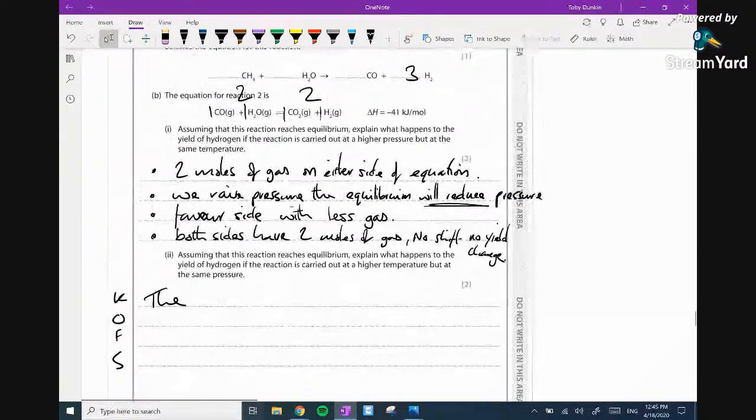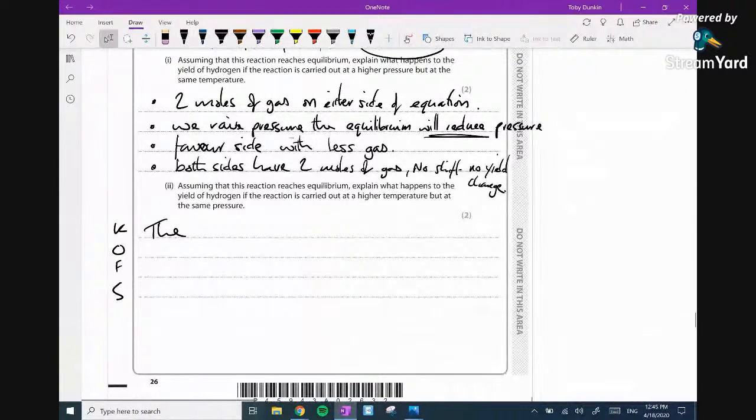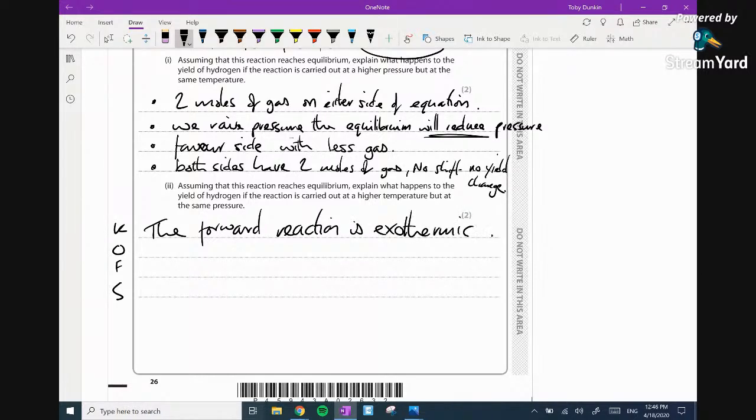Right, coughs, knowledge, temperature. So what's it told me? There's the knowledge. The forward reaction is exothermic. Oppose: if we raise pressure, no, temperature. Sorry guys, my phone's gonna ring again. If we raise temperature, yes, thank you. If we raise temperature, the equilibrium reduces temperature.